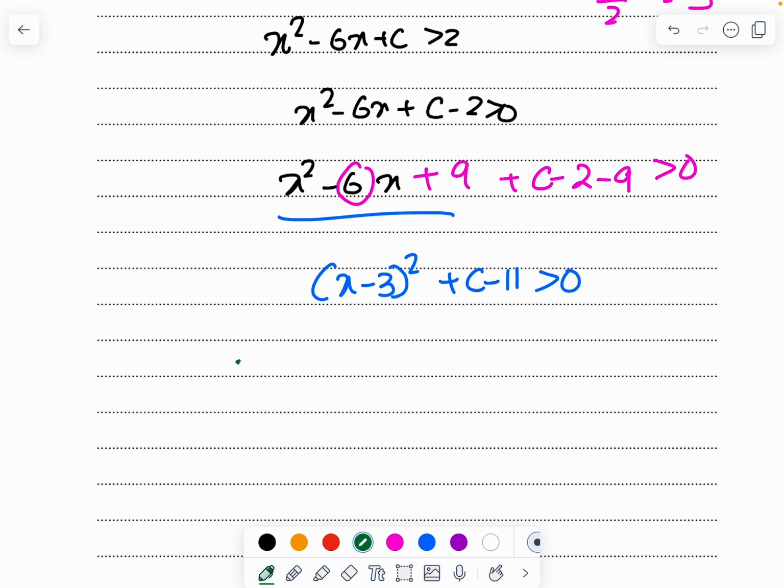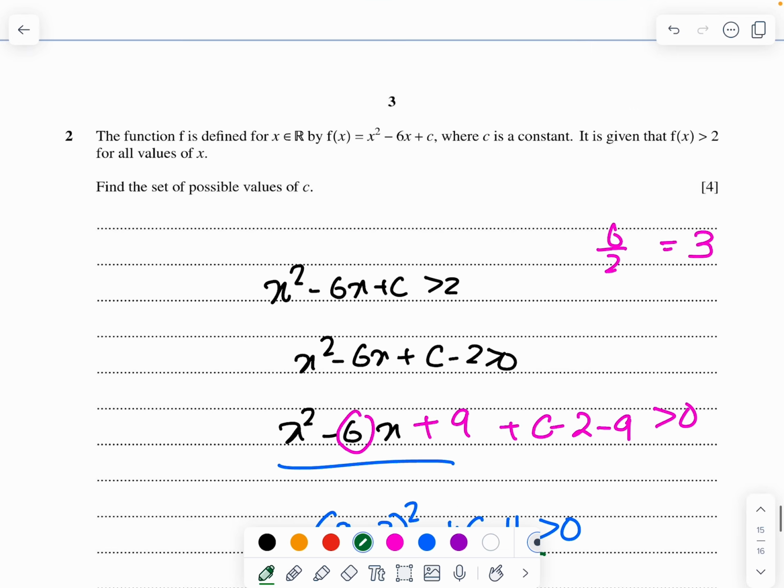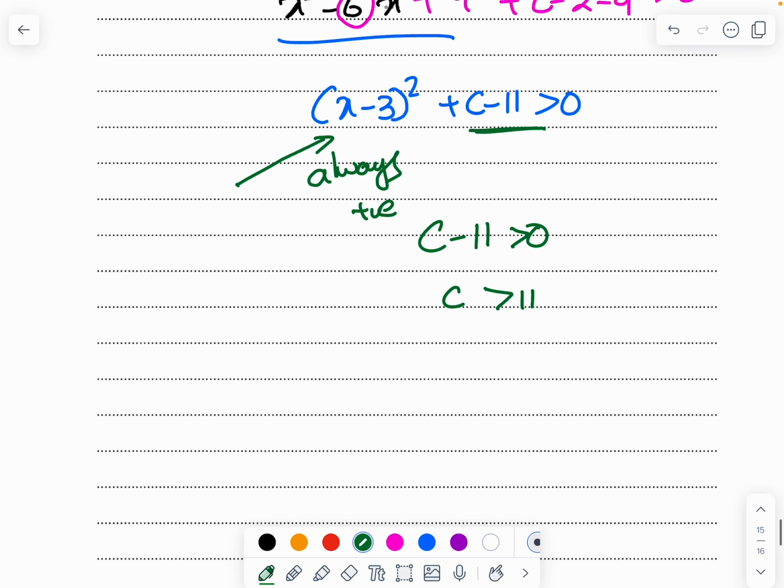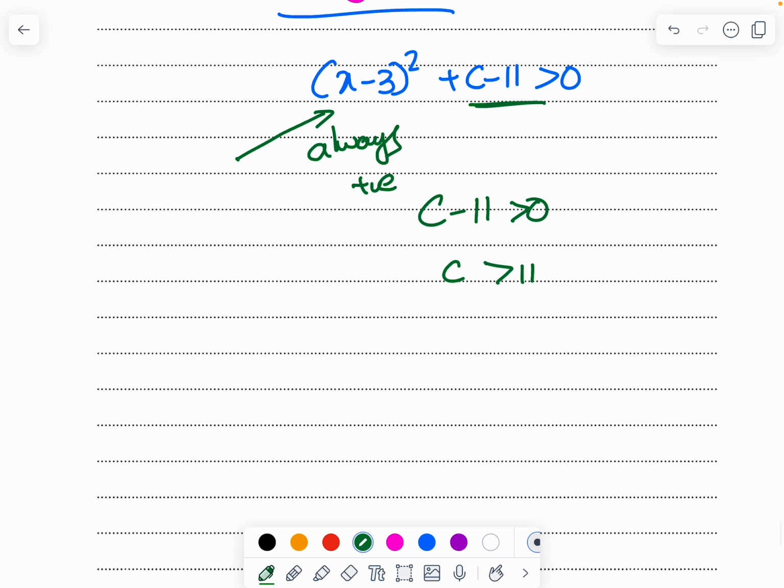We know that square term is always positive. So only the thing is c minus 11 also should be greater than 0. So c is greater than 11. So always square term is always positive, and I want this one to be greater than 0. So c minus 11 should be greater than 0. So only possibility is c is greater than 11.